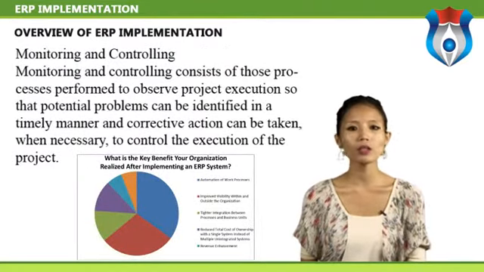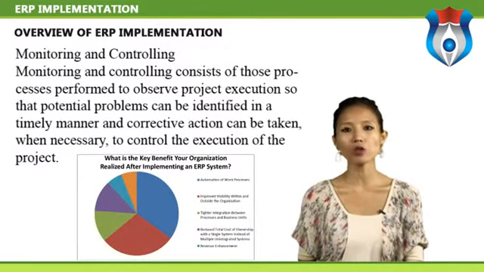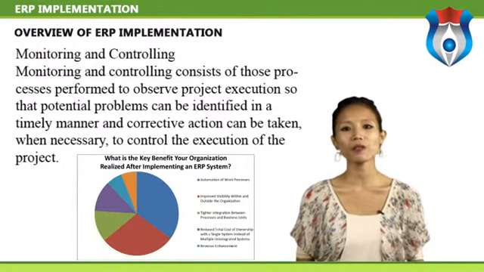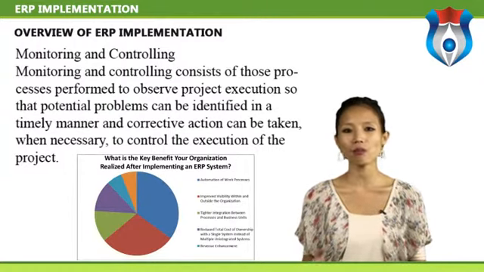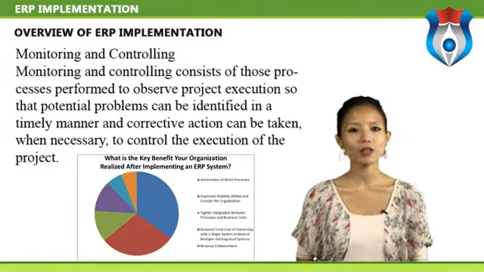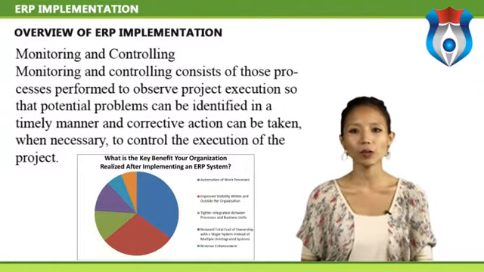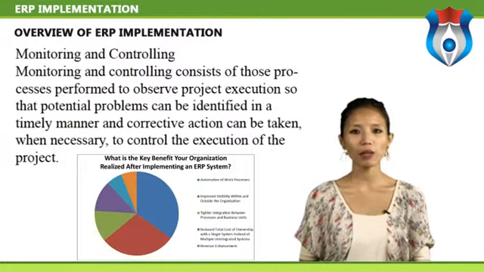Monitoring and controlling consists of those processes performed to observe project execution so that potential problems can be identified in a timely manner and corrective action can be taken when necessary to control the execution of the project. The key benefit is that project performance is observed and measured regularly to identify variances from the project management plan.